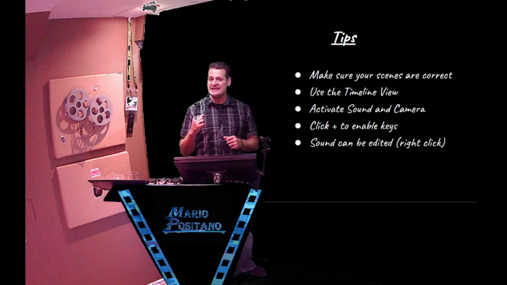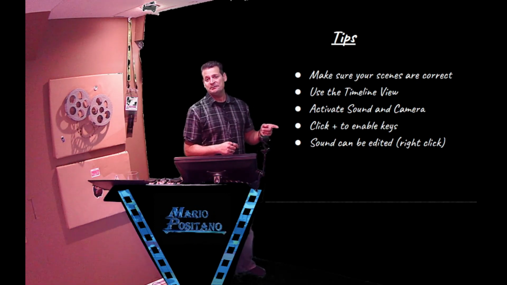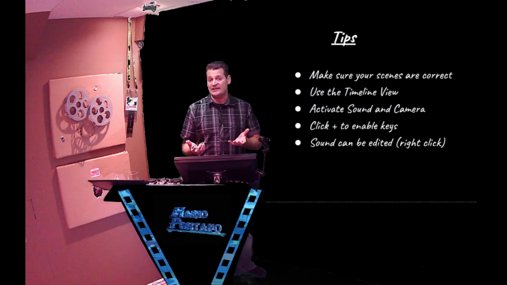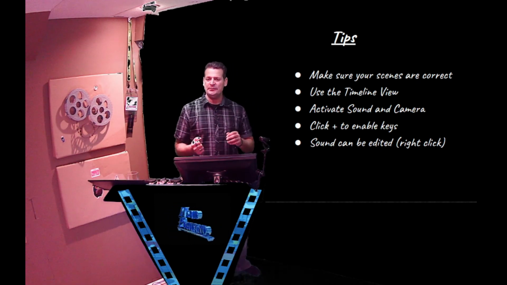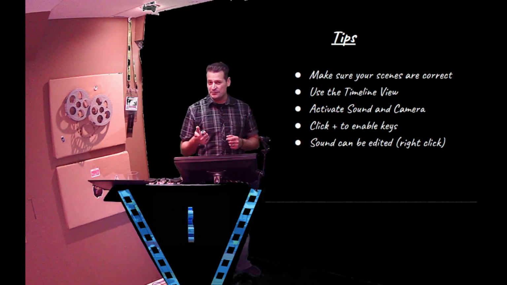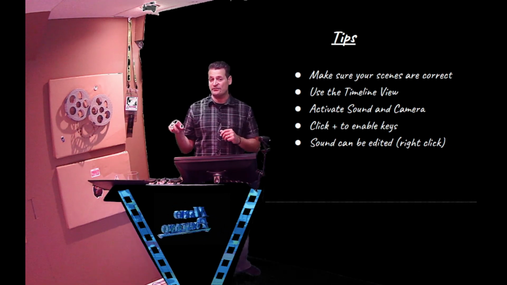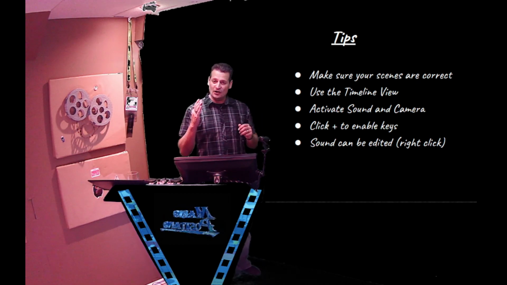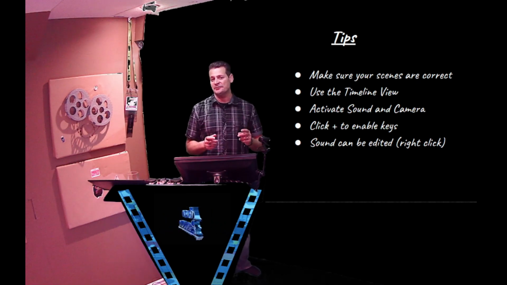When you want to set a key, whether it's for a camera or for a layer move, beside the layer, click the plus, and that enables keys, or sets a key. Lastly, if you want to do some sound edit, you could do a little bit of sound edit in this. Just right-click the sound, enable waveform, enable volume, so you could see both the volume and the waveform, and that also lets you set keys. You can also right-click and snip your sound file and move parts around.